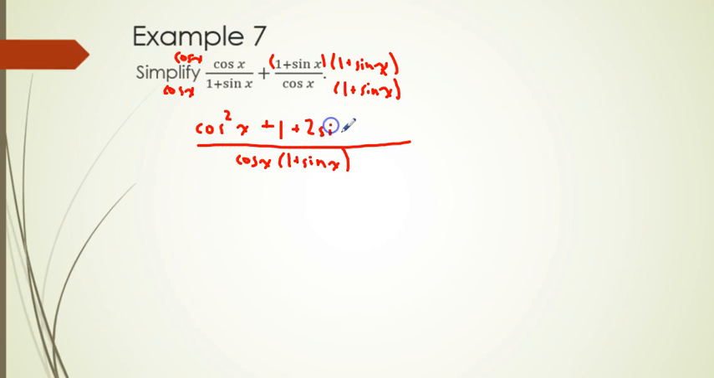Or instead of distributing that out, maybe you know the property that having the binomial a plus b squared is a squared plus 2ab plus b squared. The last piece is sine of x times sine of x.